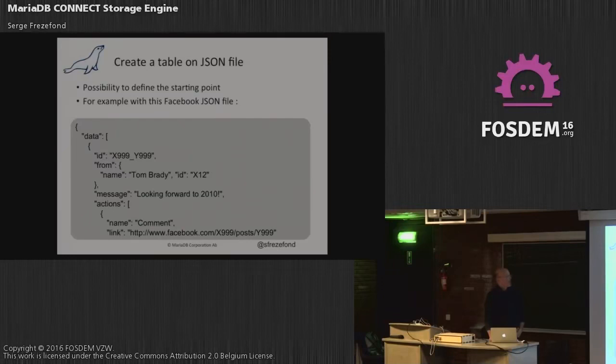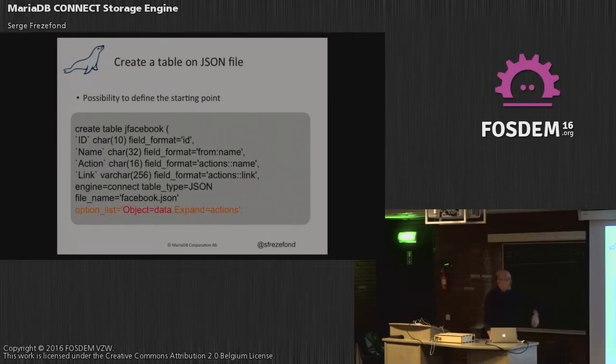Just a detail, but most of the time you have various ways of getting JSON content. It can be just a big JSON object, it can be an array of objects, it can be a list of objects. So Connect Storage Engine supports these various formats, and you can even say that your table starts at a particular field in an object. So here, for example, if you export some data from Facebook, you get an object, and one of the fields is the data, which is a list of objects. So you can directly map your table to a subpart of the file.